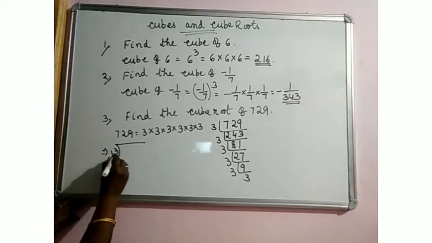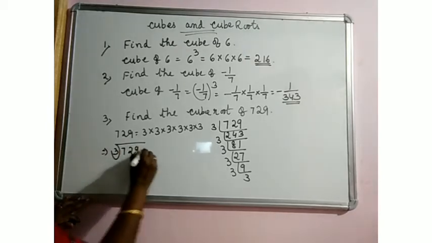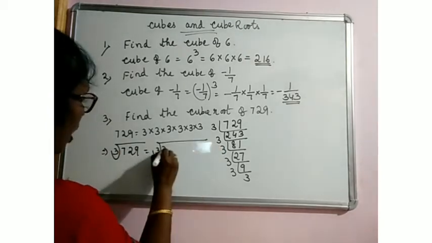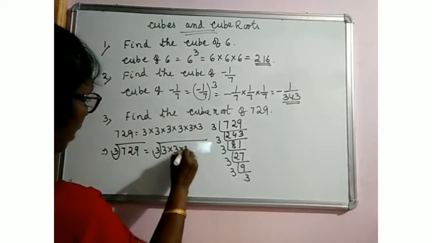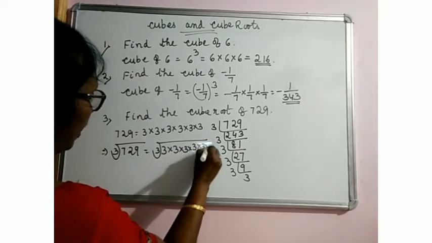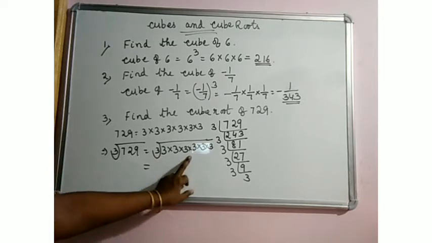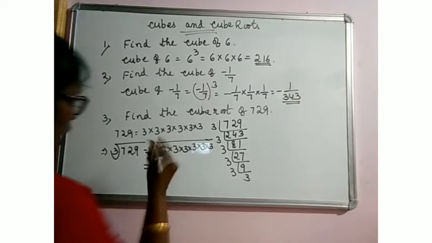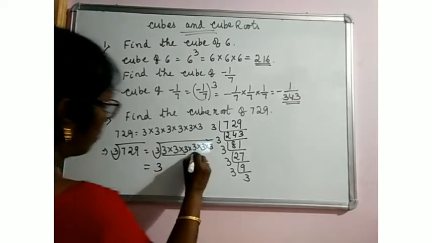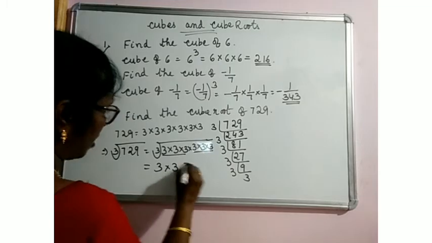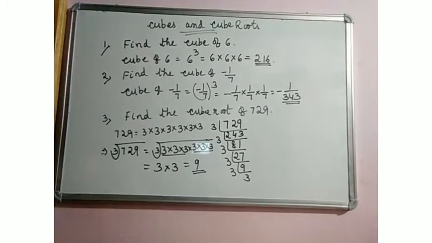This is the sign for cube root. Cube root of 729 is cube root of 3 into 3 into 3 into 3 into 3 into 3. Finding the cube root is just like square root. For finding the square root, for two equal factors you take 1. But for finding the cube root, for 3 equal factors you take 1 factor. So for these three 3s, take one 3, and for these three 3s, take one 3. So 3 3s are 9. So the cube root of 729 is 9.